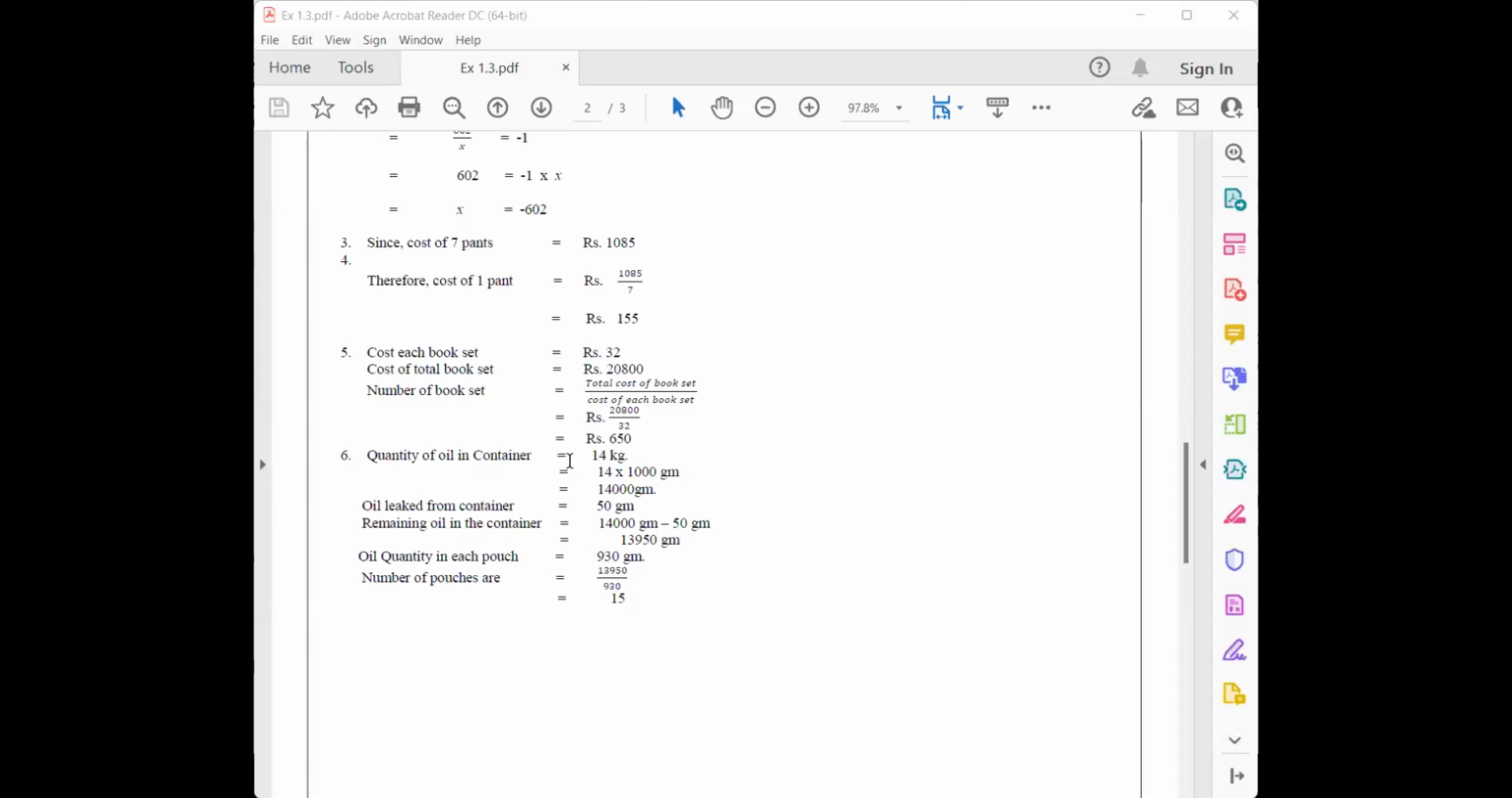So my dear student, we have to solve this question in that approach. Yes, the quantity of oil container is 14 kg and I have to multiply with 1000, so I'll get the 14,000 gram. Okay, now the oil leak from container, कितना ऑयल लीक होता है कंटेनर से? 50 ग्राम ऑयल लीक होता है कंटेनर से, यानी इतना तेल बह जाता है. तो मेरे पास बचा हुआ कितना तेल होता है? 14,000 ग्राम में से 50 ग्राम को माइनस कर देंगे तो 13,950 ग्राम ऑयल बचा होगा मेरे पास.